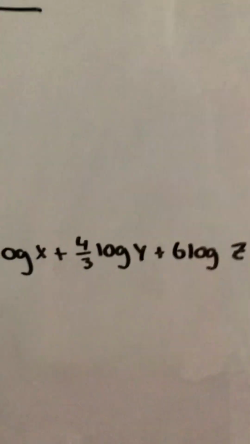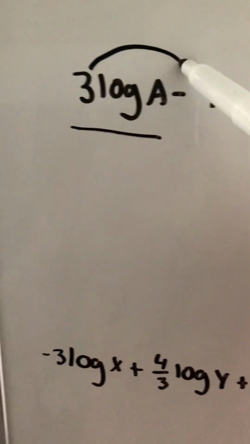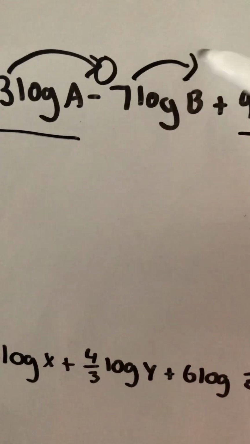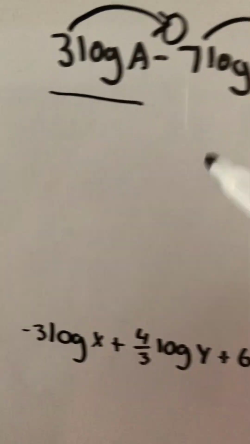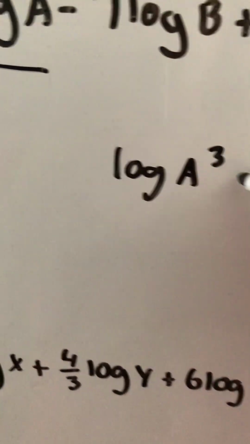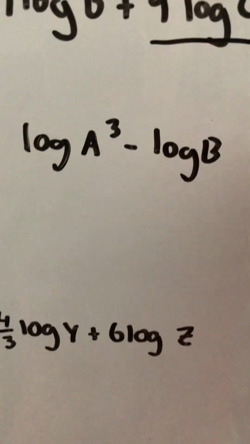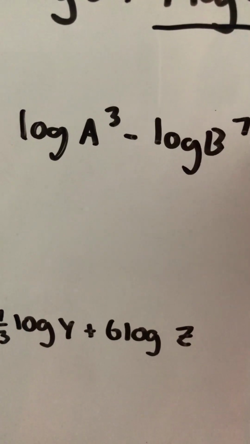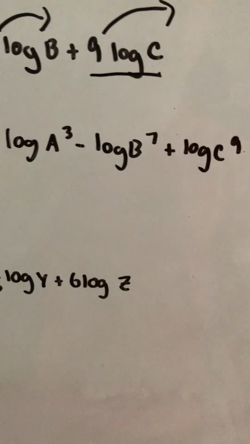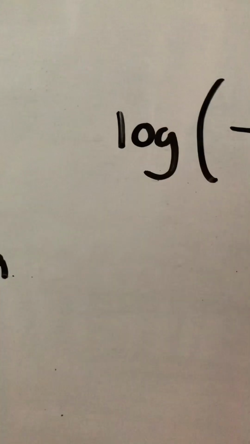Alright, so now the next step is I'm going to put these into their exponent form. So I'm going to move these into the exponents. So this is going to be log A to the third power minus log B to the 7th power, and it's going to be plus log C to the 9th power. Alright, so now that I got that, I'm going to put the fraction here.